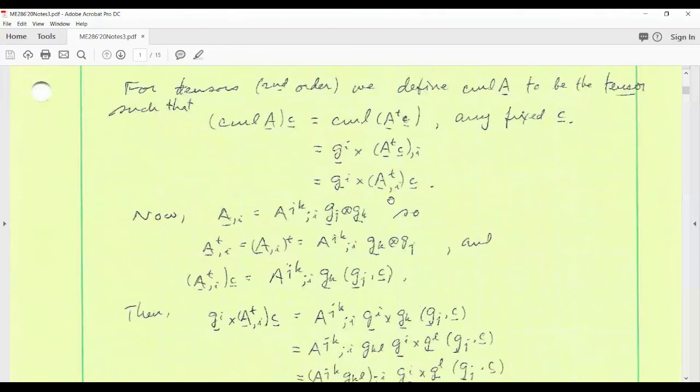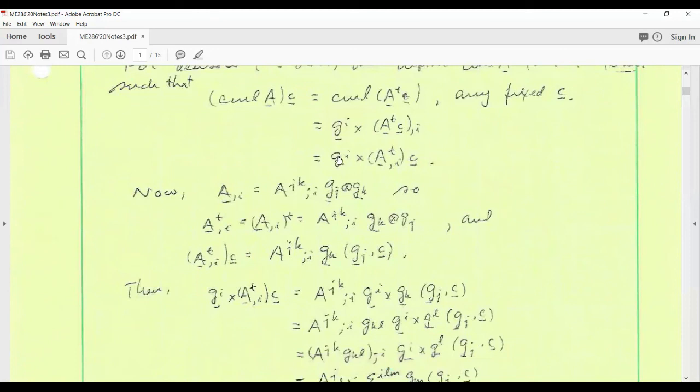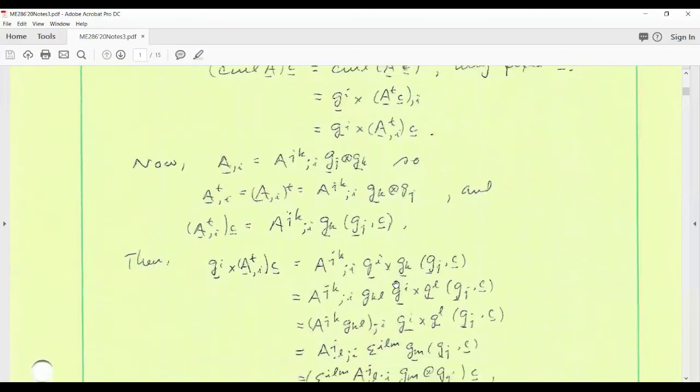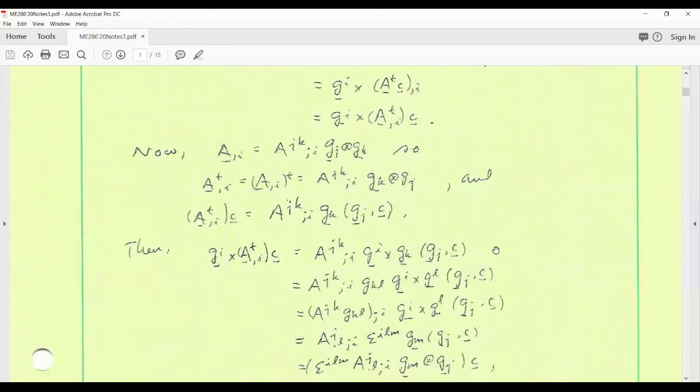And then we need to insert that into this formula. We do that here. And I get g super i from this term cross g sub k. That's a little bit awkward. We haven't defined that operation before. What I can do is regard g sub k as the index-lowered version of g super l using the metric. Okay. And then I have the g_j dot c carried over.